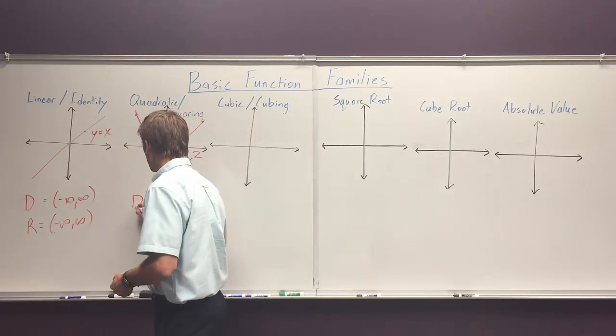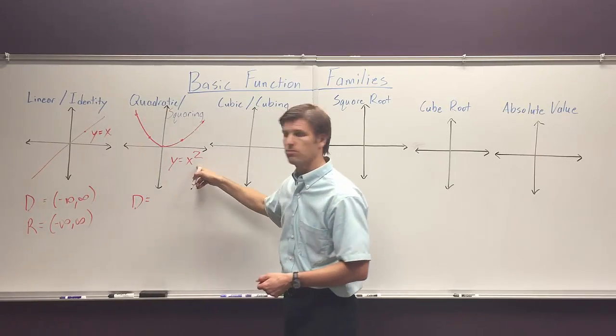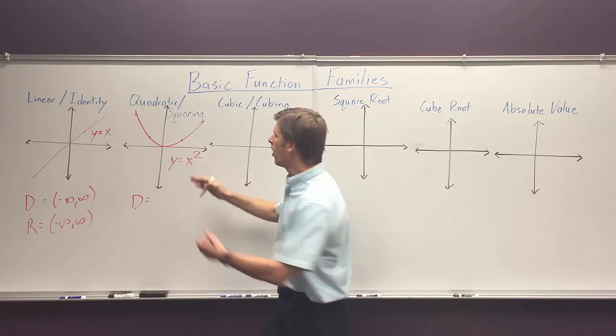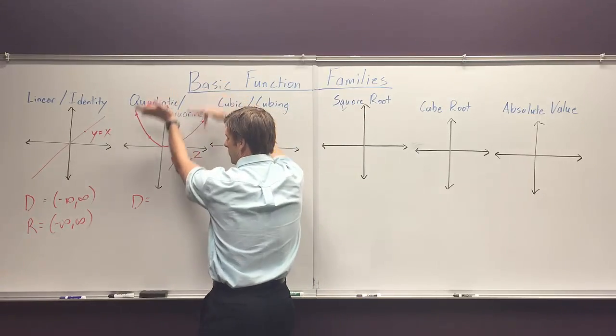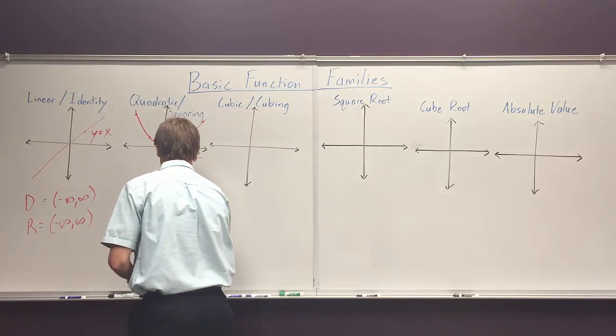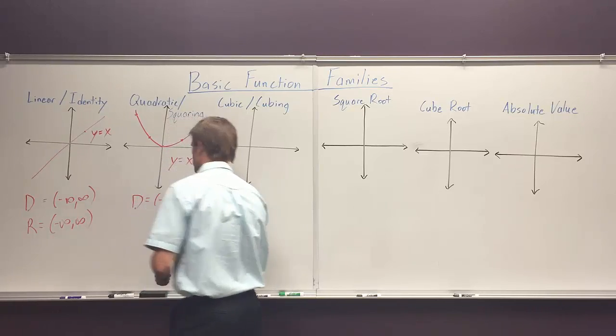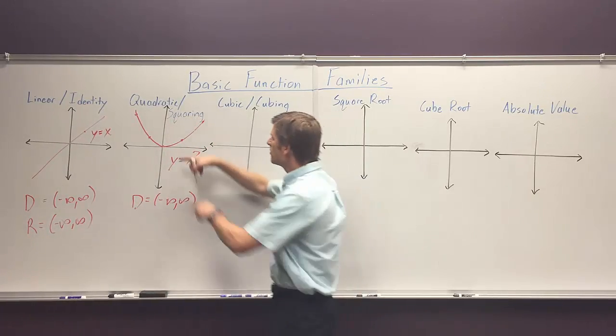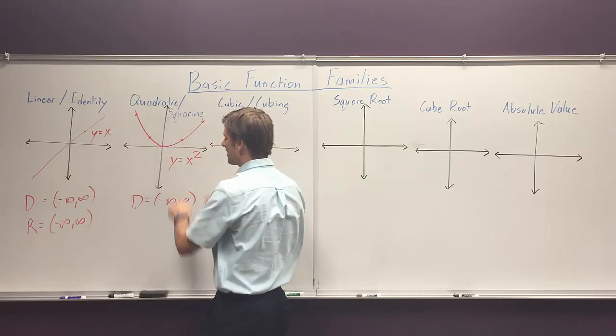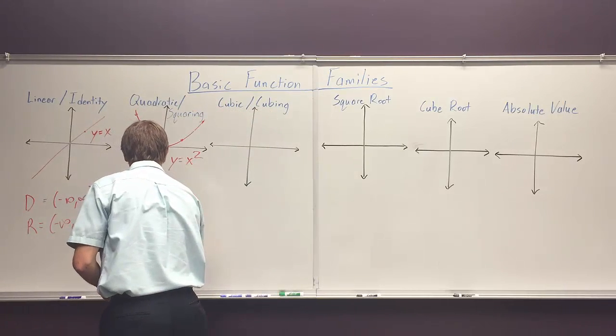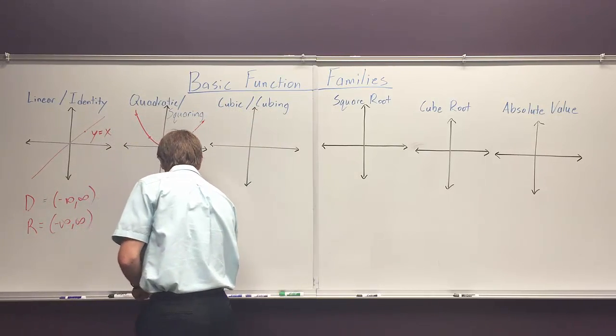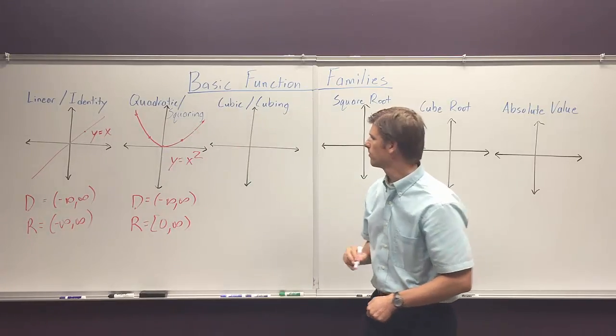The domain here, the list of possible inputs, well, you could put in anything you want. Also, you could think about this as the shadow. If you were shining down here, that would be all real numbers, or negative infinity to infinity. The range is not, though. Notice you can't have negative numbers. You could have 0, and you could have anything larger than 0.